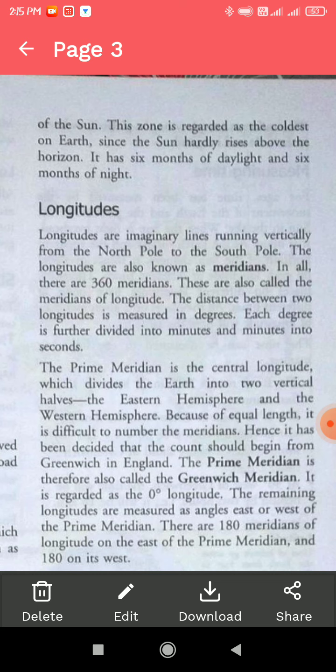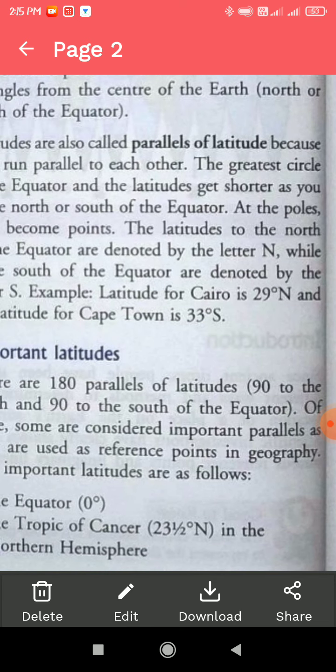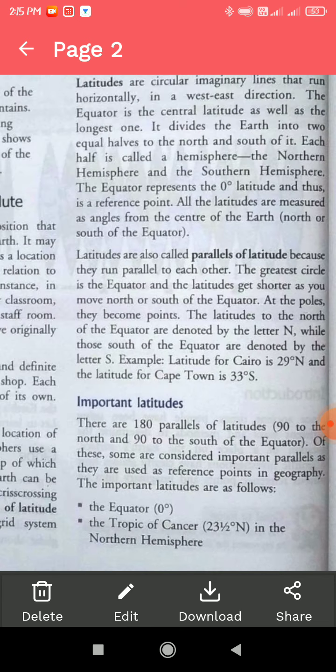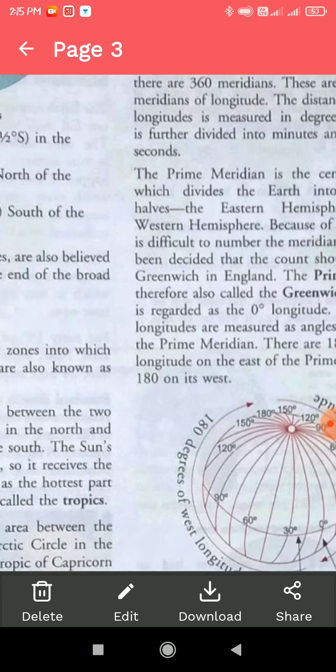Or we can say it doesn't receive a maximum amount of sun rays. That's why it is frozen permanently, and this area is regarded as the coldest on earth because the sun hardly rises above the horizon and it has 6 months of daylight and 6 months of night. So in this video we have discussed latitude, important latitudes and thermal zones. Next video we will discuss longitude.